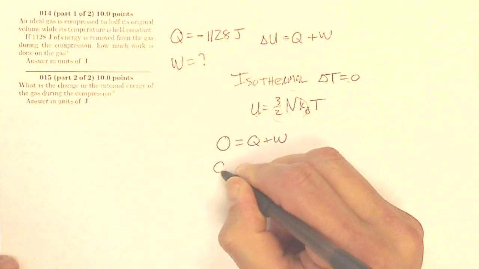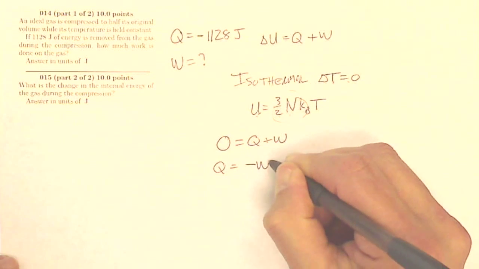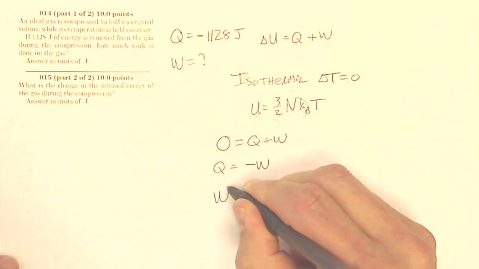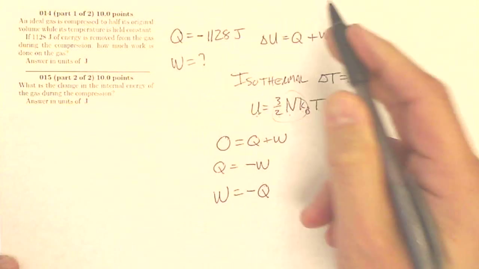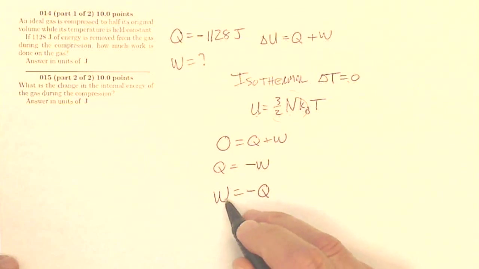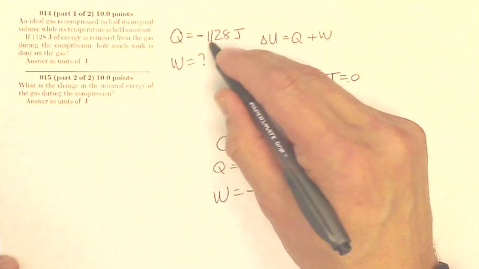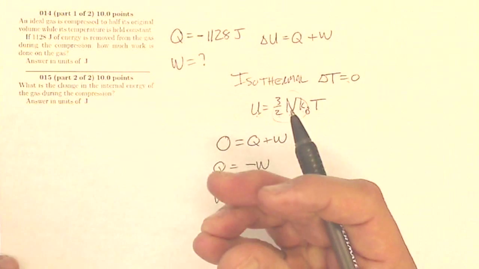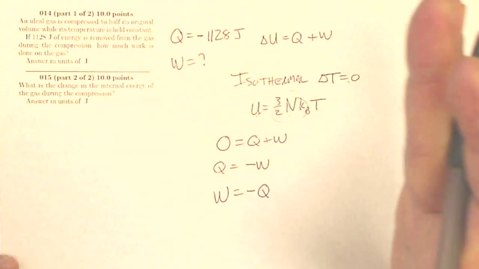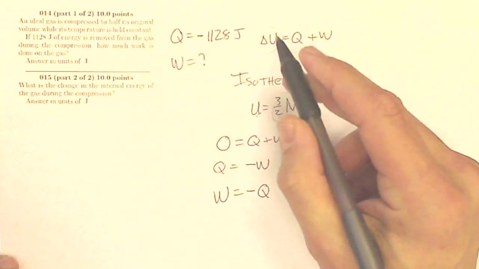That means that Q equals minus W, or alternately, W equals minus Q. So if Q is negative 1128, then guess what happens to W? W is going to be positive 1128. So all of the energy that was removed from the gas was removed because work was done on the gas to keep the internal energy the same.